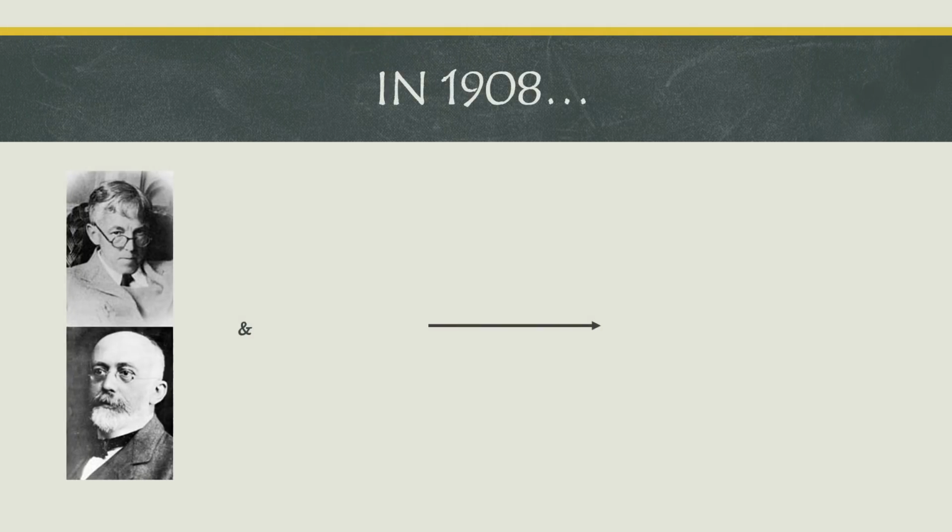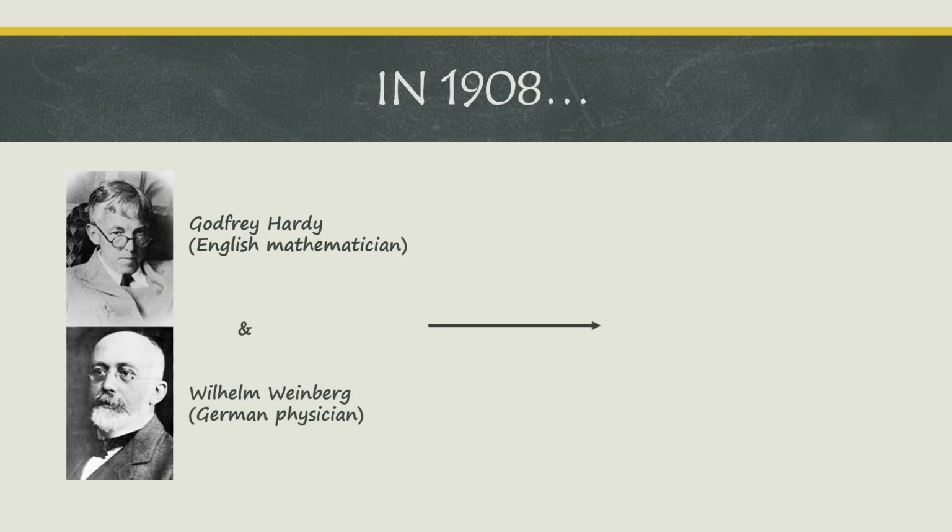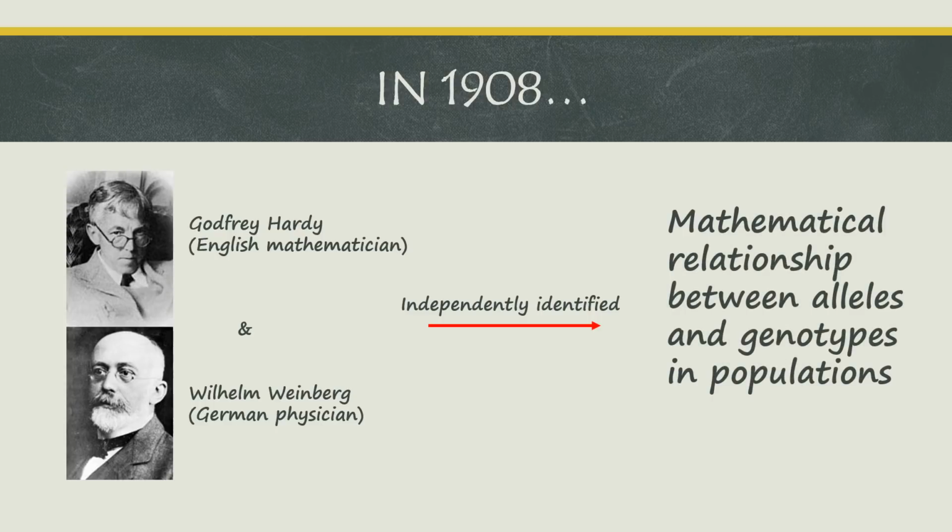So we're back to 1908, where Hardy-Weinberg law was created. This law was created by these two figures. First is Geoffrey Hardy, an English mathematician, and second is Wilhelm Weinberg, a German physician. They independently identified a mathematical relationship between alleles and genotypes in population. And the rest is history.